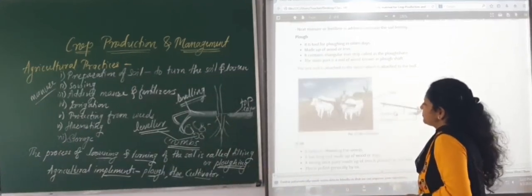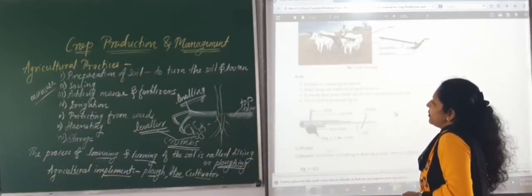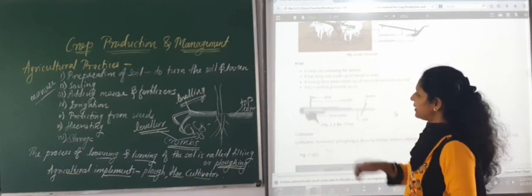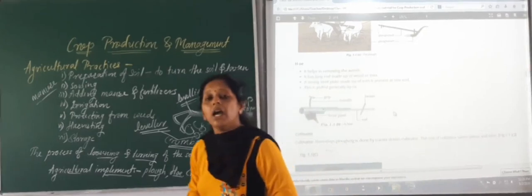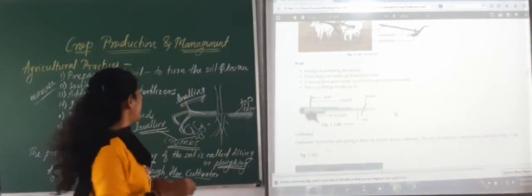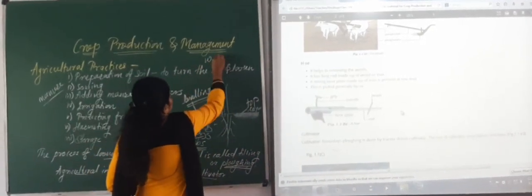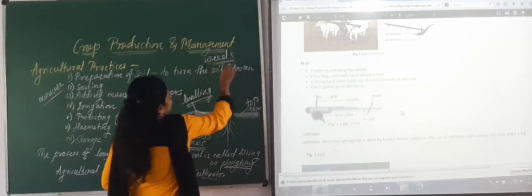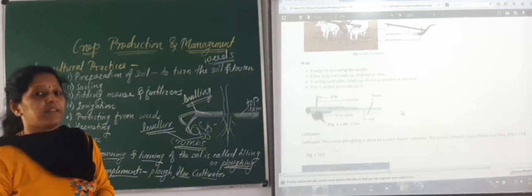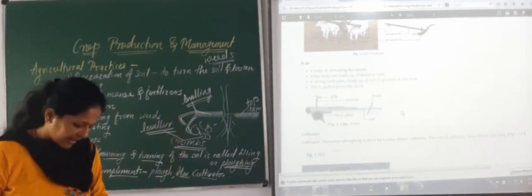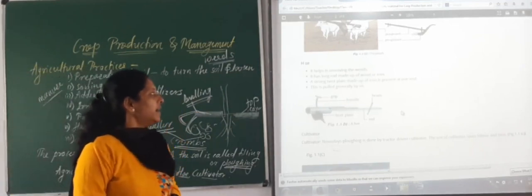Next one is the hoe. What is a hoe? The hoe helps in removing the weeds. So weeds are removed with the help of the hoe. What are weeds? Weeds are nothing but unwanted plants which grow in the field, like congrass and other grasses, and they are removed with the help of the hoe.